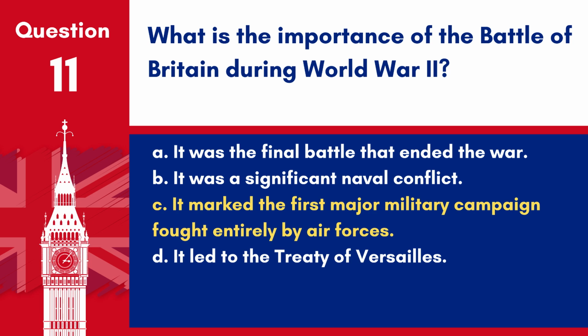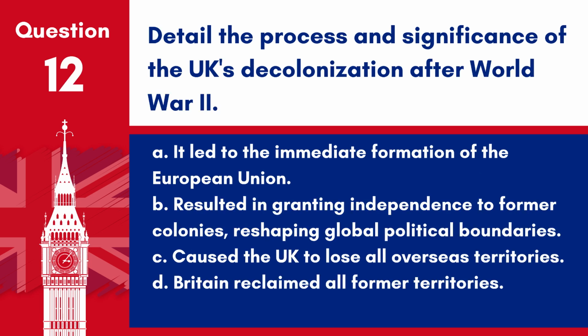Question 12. Detail the process and significance of the UK's decolonisation after World War II. A. It led to the immediate formation of the European Union. B. Resulted in granting independence to former colonies, reshaping global political boundaries. C. Caused the UK to lose all overseas territories. D. Britain reclaimed all former territories. Answer: B. Resulted in granting independence to former colonies, reshaping global political boundaries.